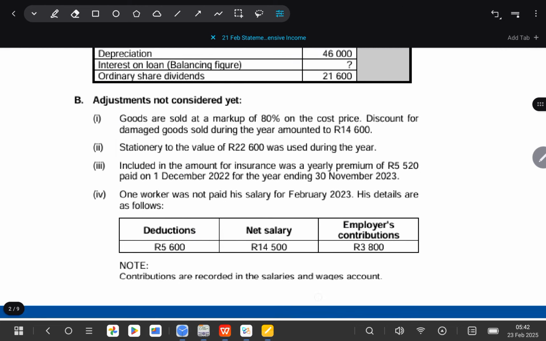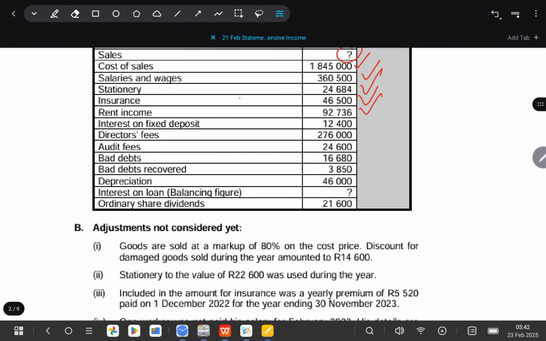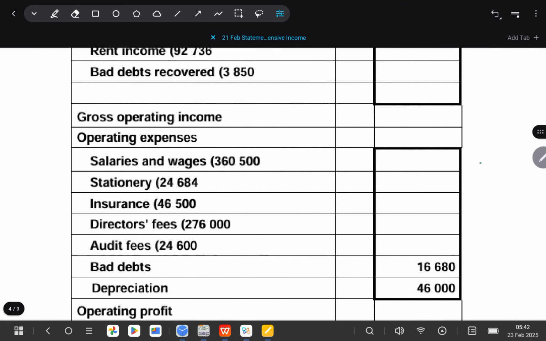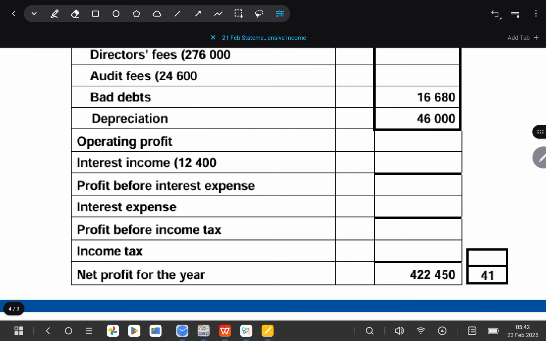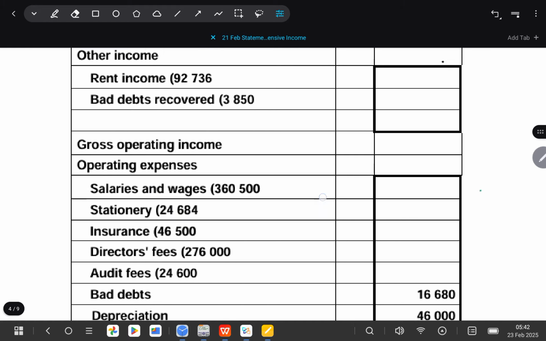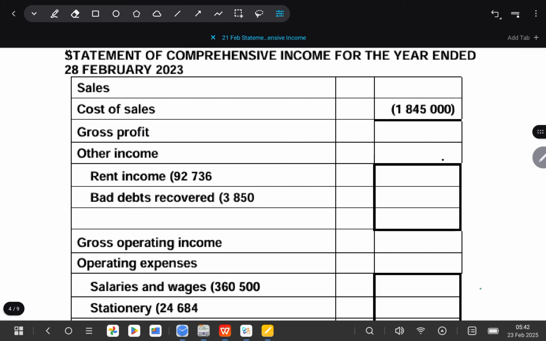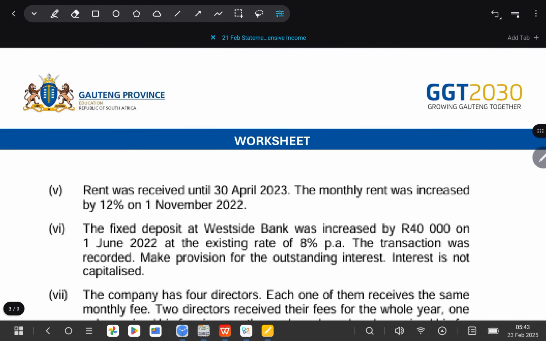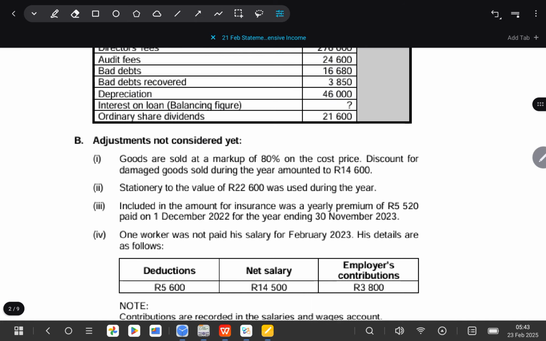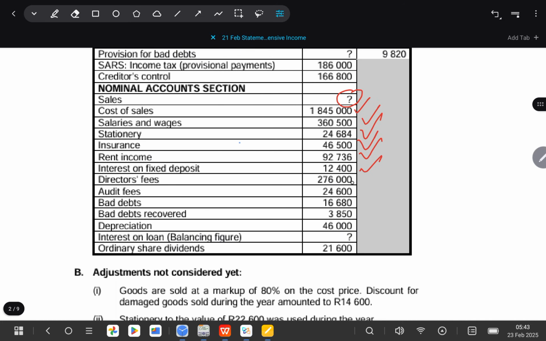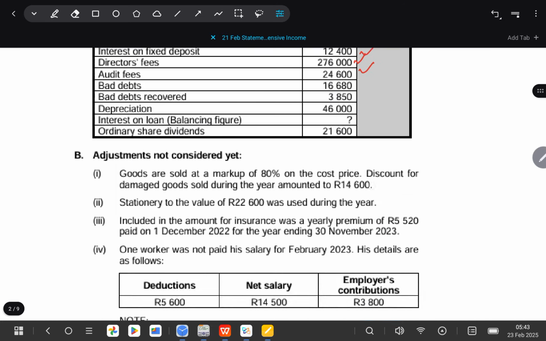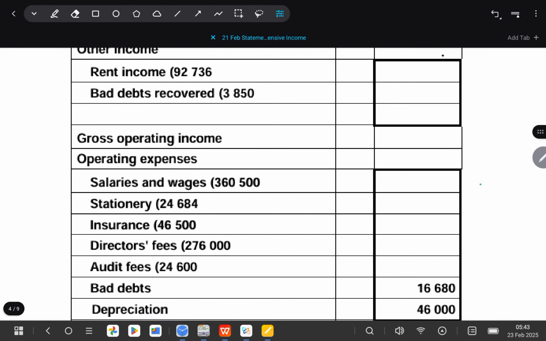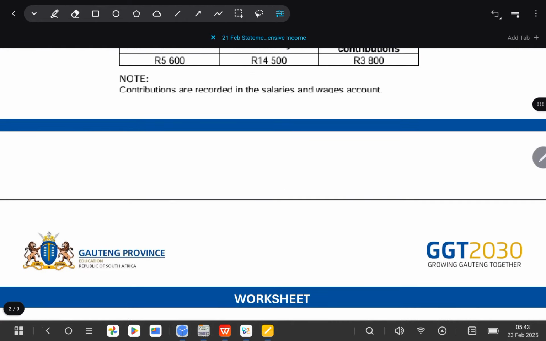And then the next one is interest on fixed deposit for 12,400. I think I saw it somewhere here. It is interest income. And then directors fees also was entered as part of our expenses, so there's no need for us to enter what they have entered. And then what else have they entered? So this is the audit fees, 24,600. I think they've also inserted the figure for us, so it's fine.